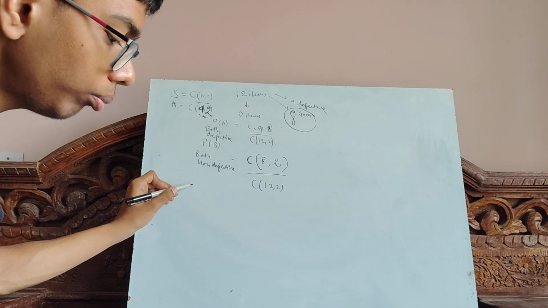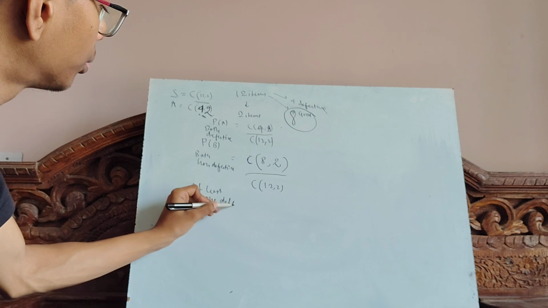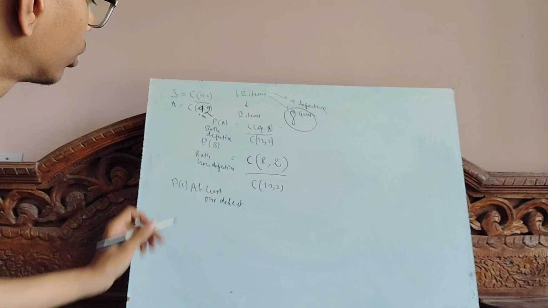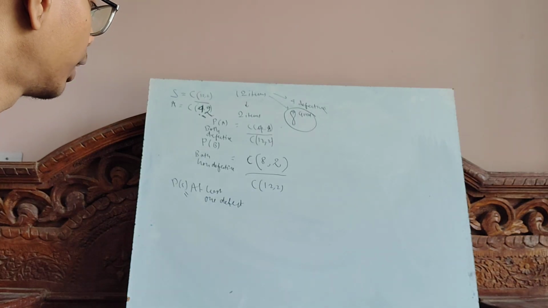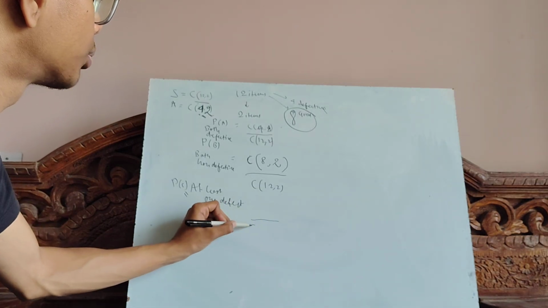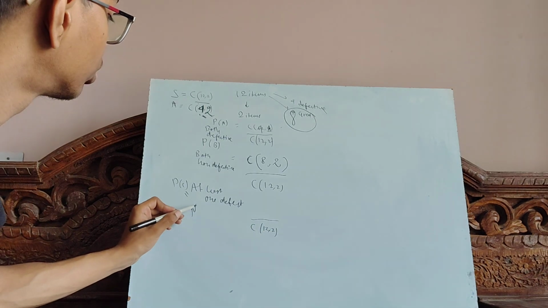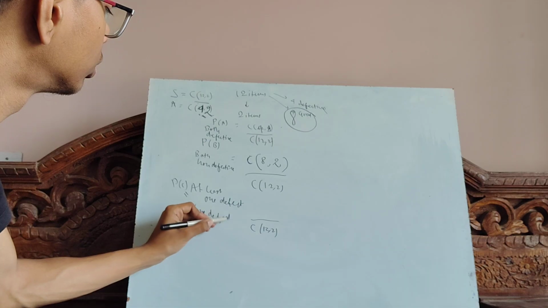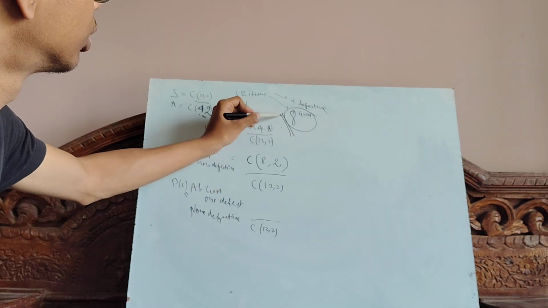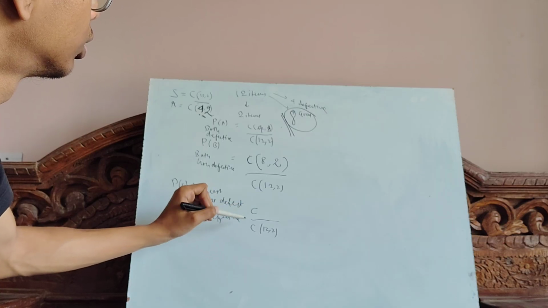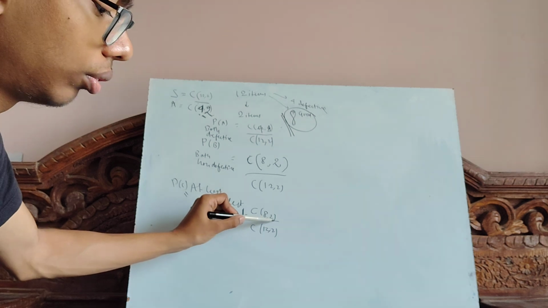Now, at least 1 defective. अब कोई एक डिफेक्टिव हो, इसका क्या मतलब है? इसका मतलब है कि सैंपल स्पेस में से वो सारे केस हटा दिए जाएं जिसमें कोई डिफेक्टिव ना हो, right? So that will be C8 of, right?